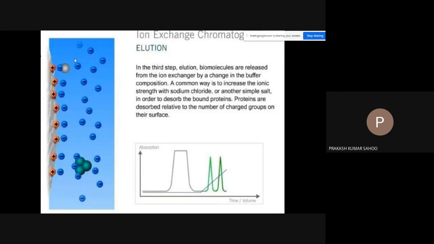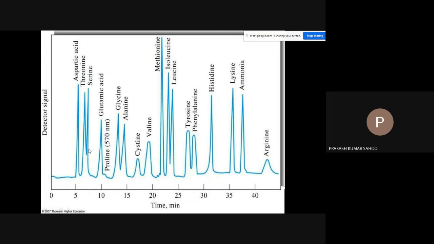A common way is to increase the ionic strength with sodium chloride or another simple salt in order to detach these positive ions from the surface. This is known as desorption. The bound proteins are desorbed relative to the number of charge groups on their surface. So desorption depends upon the number of charge groups on the surface. Then these are the peaks we have for different amino acids. This is aspartic acid, detector signal versus time. Aspartic acid signal, then threonine, serine, glutamic acid, proline, glycine, alanine, cysteine, valine, etc.